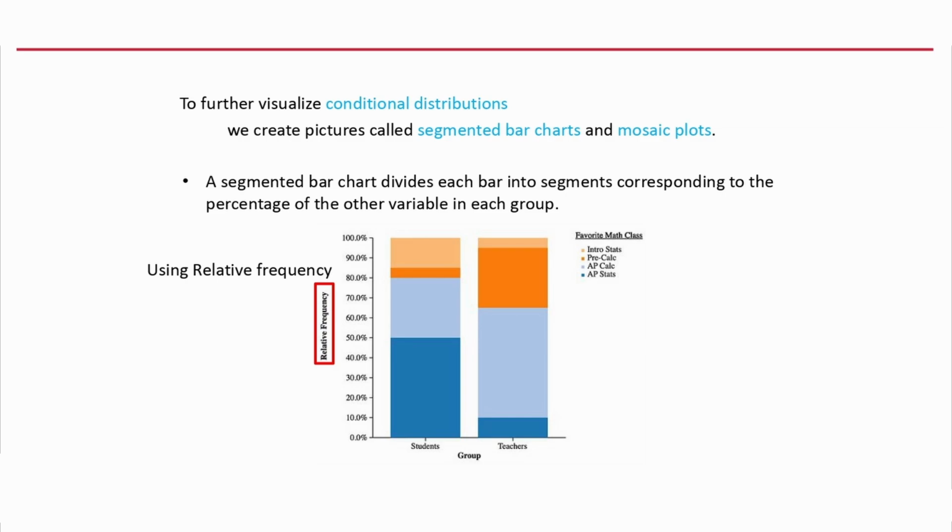Yes, I can tell you that since the dark blue portion of the students was the largest for students, they like AP Stats. And since the teachers, the largest section was the light blue, the teachers like AP Calc. But I can't tell you how many that was. And I also can't tell you which group had more people. Were there more students or were there more teachers?